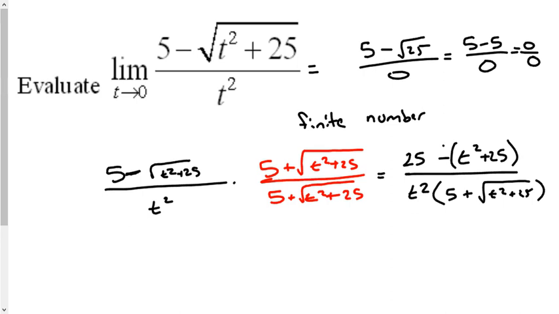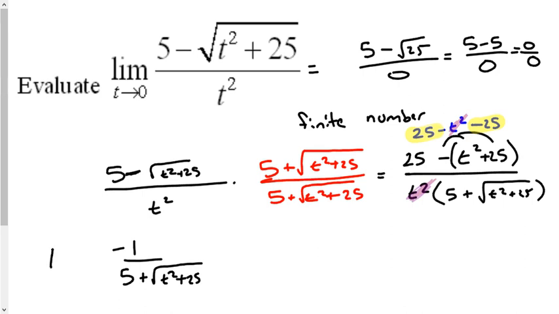When we distribute this negative t, that will turn this into 25 minus t squared minus 25. All right? So now I can say that the 25 and the minus 25 cancel out. And then I can also say that t squared and t squared cancel out. So those are going to be gone. And all I have left on top is a negative 1, and all I have left on bottom is 5 plus root t squared plus 25.